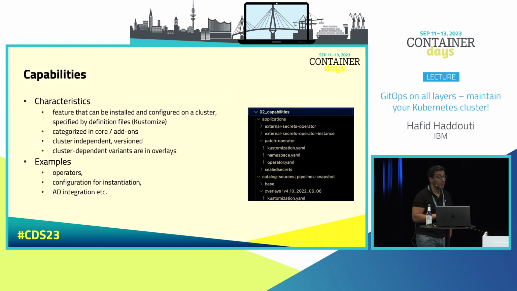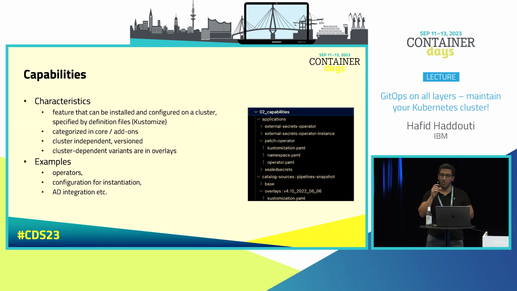Maybe also some words regarding the wording. I always try to use the word capability to distinguish this from the normal Kubernetes application deployment. But in general, the concept and the ideas are totally the same. So a capability in this context is any kind of feature that we can install and configure in a Kubernetes cluster. It could be an operator for logging, for Kafka, or an external secrets operator. But it could also be any kind of custom implementation or custom configuration to adjust the behavior of the cluster itself, or to add some integration, like an AD integration.